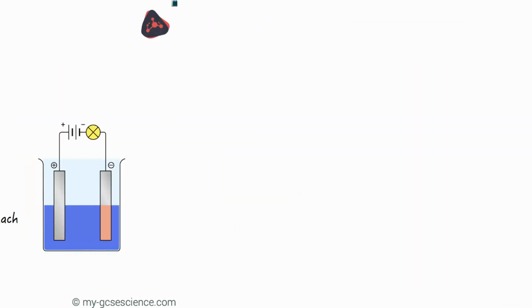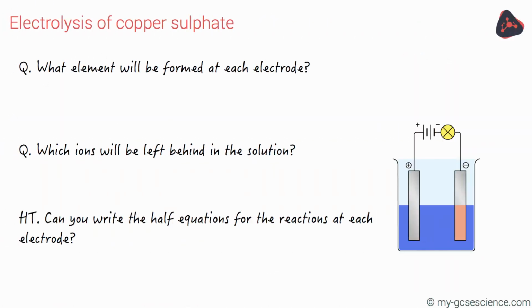So let's see how much you've understood. In this example, we're going to be electrolyzing copper sulfate solution. Can you tell me what element will be formed at each electrode? Which ions will be left behind in this solution? And if you're going to do higher tier, can you write the half equations for the reactions at each electrode?